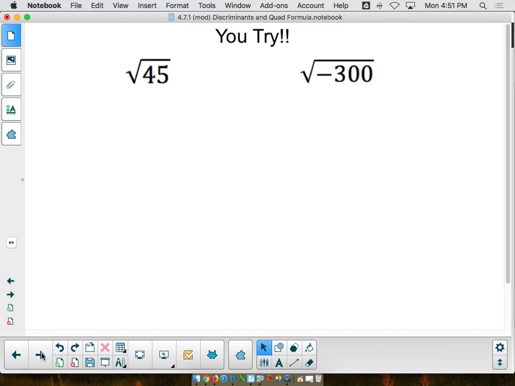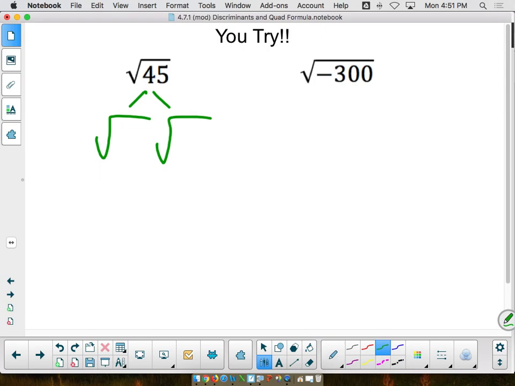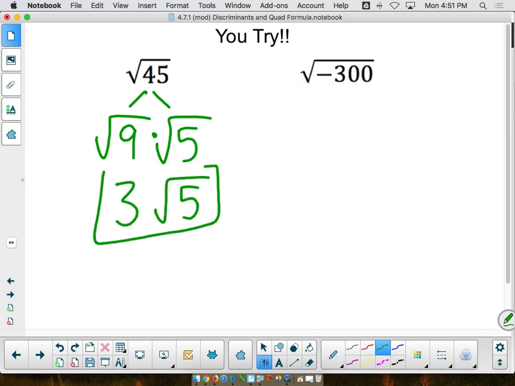Last thing I wanted to take a look at is the square root of 45. Don't just assume that you need to use i. Since this is a +45, we will not use i at all. What we look for is, is there a number that goes into 45 that we know the square root of? Sure enough, 9 goes in. 9 times 5 is 45. The square root of 9 is 3, so that's just 3 square root 5. That's how we would simplify that.